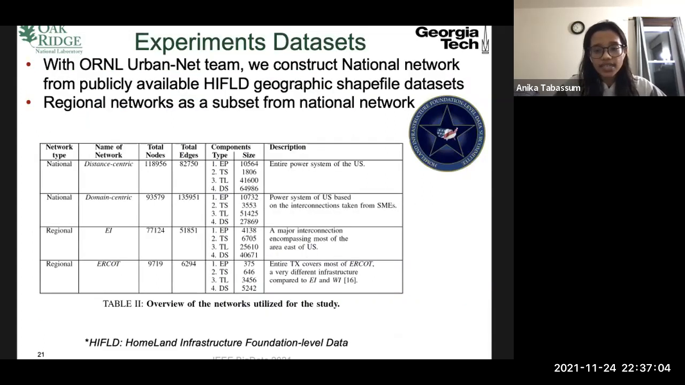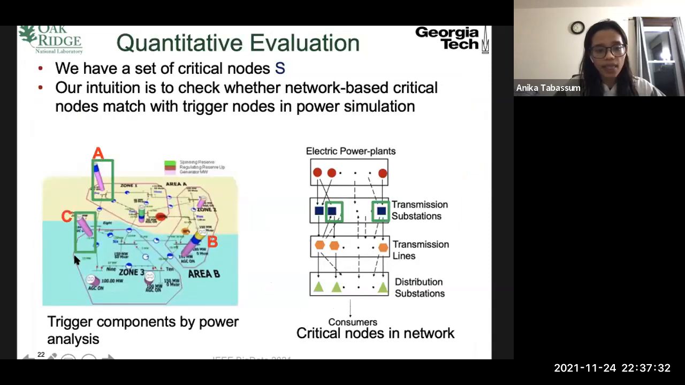For experiment data sets, we construct a national level power system network in collaboration with Oak Ridge National Lab, using publicly available geographic shapefile data. The domain-centric national network is supplied by power experts, where edge connections are defined by the experts in contrast to the geographic distance. And the regional networks are considered for analysis based on the major grid connections in the US.